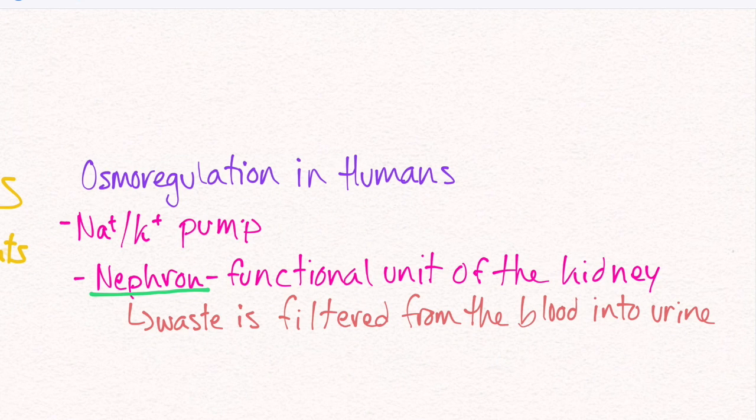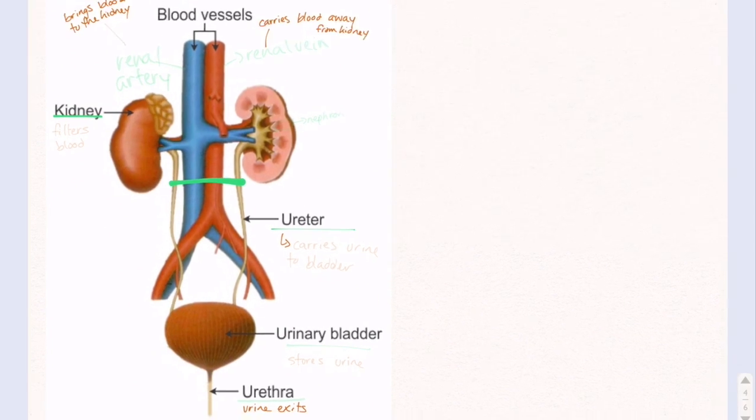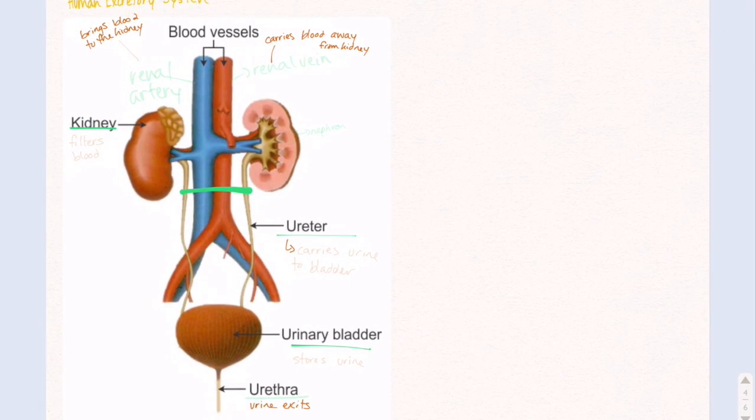These two tubes right here are called the ureters. We have the urinary bladder and the urethra where urine is excreted. These two vessels right here, the blue one is called the renal artery, and the red one is called the renal vein. The kidney filters the blood. The renal artery brings blood to the kidney to be filtered. The renal vein carries blood away from the kidney, and the ureter carries the urine to the bladder.